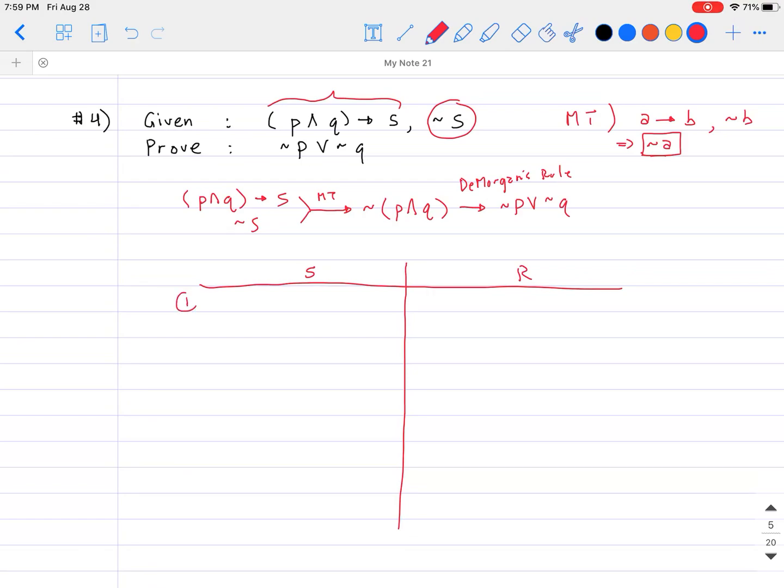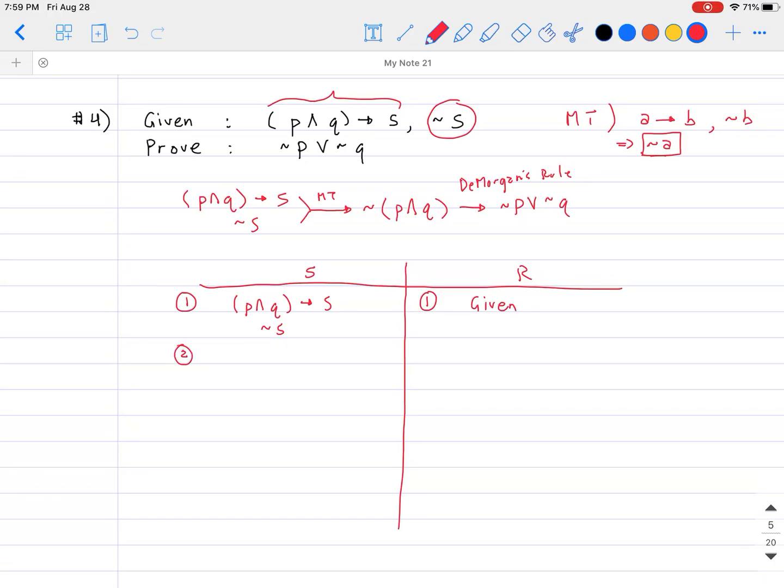So we have statement, we have reason. So number 1, we say just go ahead and take the given. So we have P and Q implies S, and we also have negation of S. Now at any time, if you take a given, or if you take more than one given at once, you can actually just put them all into one single statement if you want, or one single part if you want. So you don't actually have to write given and then given again. So this is just to kind of save a little bit of time, okay?